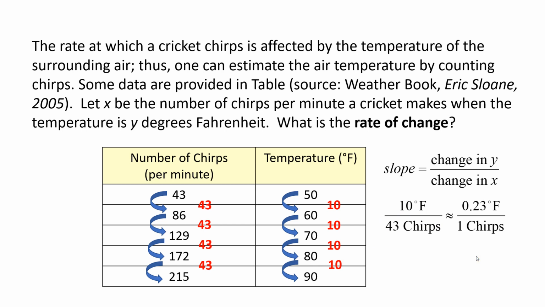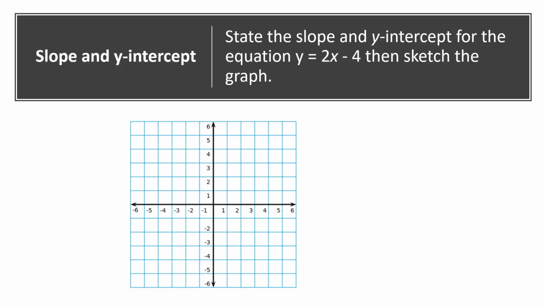0.23 degrees Fahrenheit for every 1 chirp. That is our rate of change. The temperature is increasing 0.23 degrees Fahrenheit for every 1 chirp. Or we could say, as the number of chirps increases by 1 chirp, the temperature is increasing, because it's positive, 0.23 degrees Fahrenheit. Next, these three will be our last examples in this video.